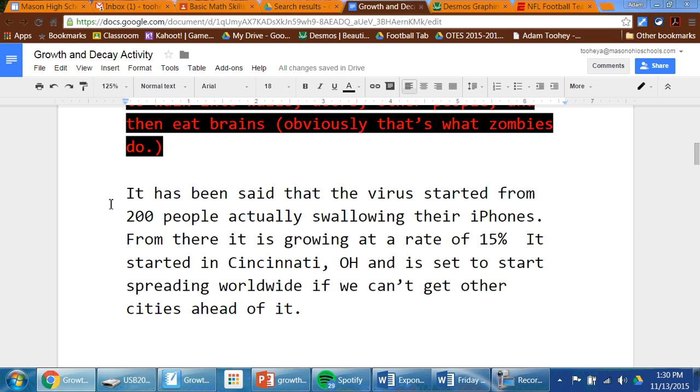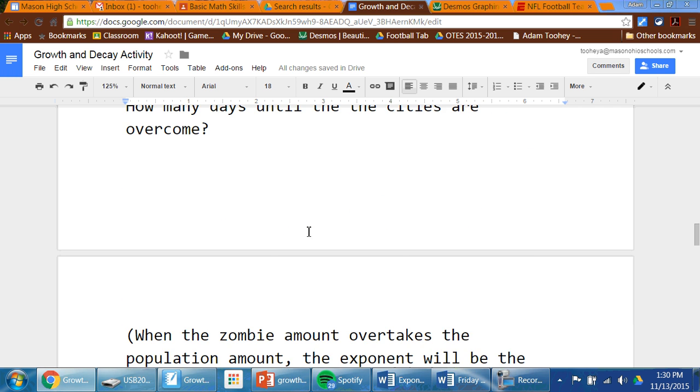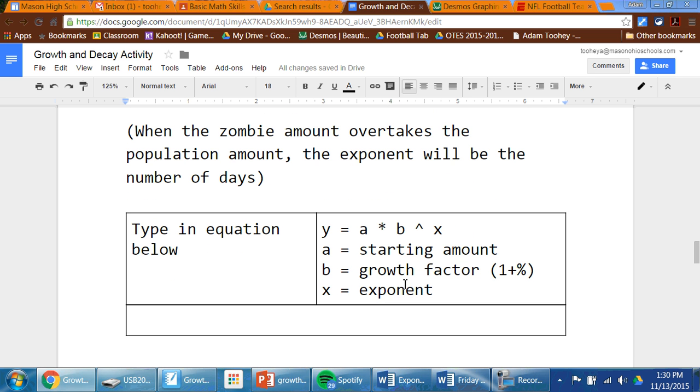It's been said that the virus started from 200 people actually swallowing their iPhones. From there, it is growing at a rate of 15%. It started in Cincinnati, Ohio, and is set to start spreading worldwide if we can't get other cities ahead of it. Now, as I'm reading this, I am thinking about part 2, where it says type in your equation below. I've got to write my exponential growth equation. That equation looks like y equals a times b to the x power. A is your starting amount, B is your growth factor, and X is your exponent.